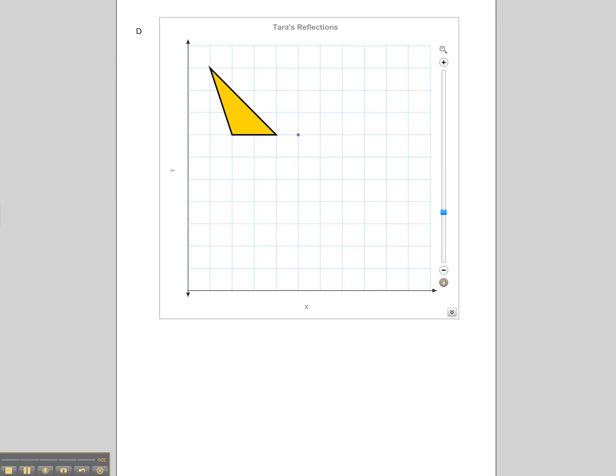Then the textbook asks us in question D to put a yellow triangle onto a grid. It asks us to choose a center of rotation and rotate it a quarter turn clockwise. Then draw the image. I have chosen this rotation point, and this is the triangle. I've used the same triangle as we used in the very beginning.